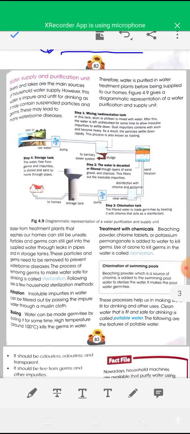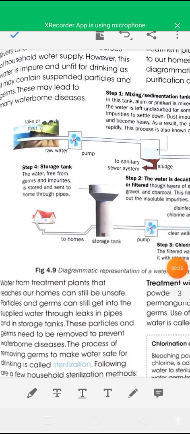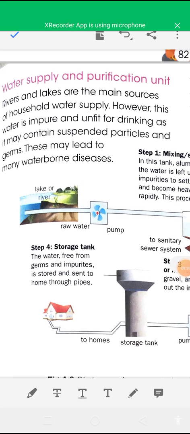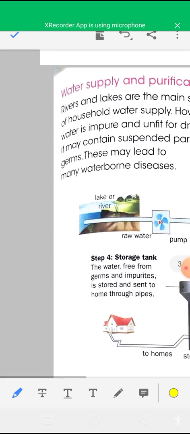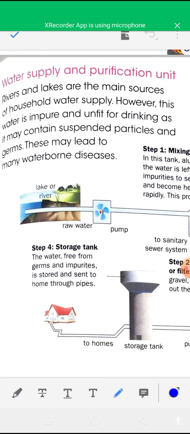Now see purification of water. Next topic is purification of water. Water supply and purification of water.